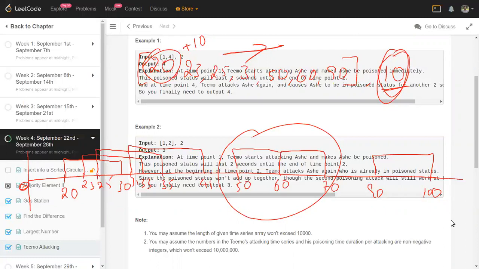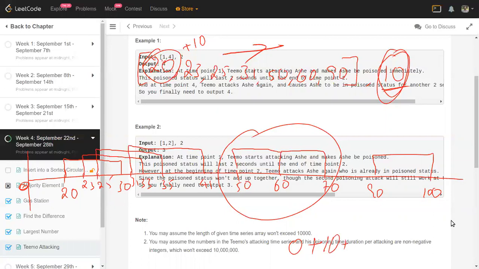The total time for which Ash is poisoned is something I'm going to write in the bottom right corner. That is the final answer, or maybe I'll just keep adding the numbers. I'll start with that number, which is 0 in the beginning. At time instant 20, Ash is poisoned, and that's going to last up to 30. So that adds 10 units of time.